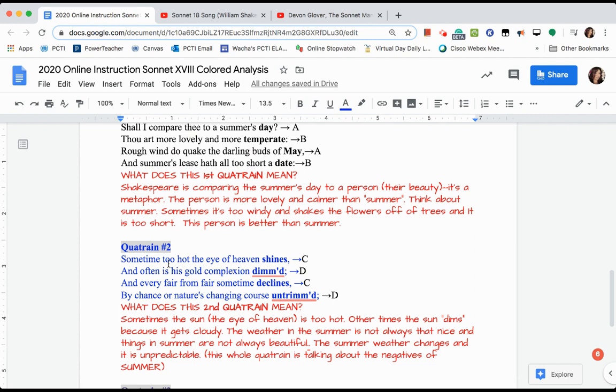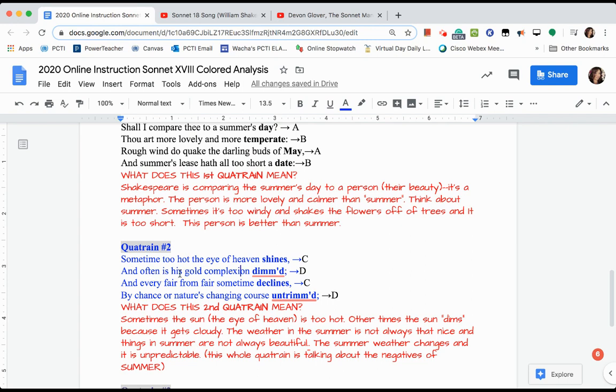So, sometime too hot, the eye of heaven shines. What could be the eye of heaven, guys? And if you think about it, hopefully you're realizing that the eye of heaven during summer is going to be the sun. So, agree or disagree, like sometimes summer, like the sun does get a little too hot, right? And you just want to be inside in air conditioning or be in a pool or be in the ocean, right? And often is his gold complexion dim.